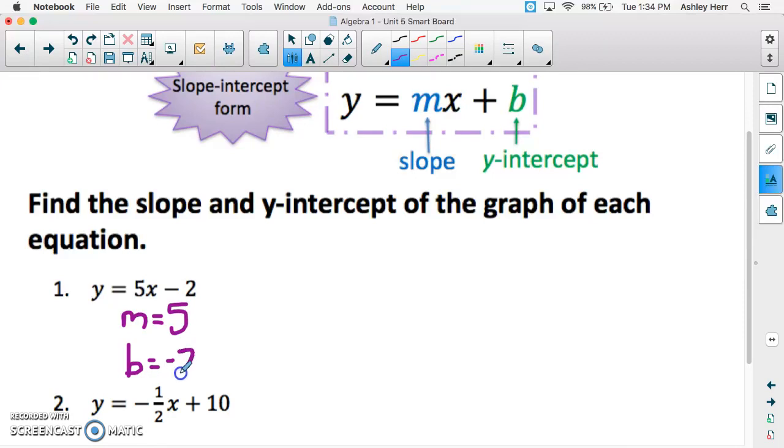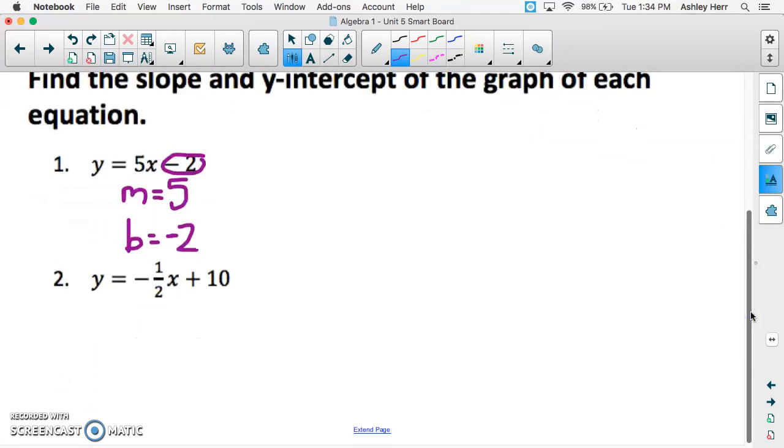Okay, make sure you keep it negative, because remember this equation says y equals mx plus b. So here, since we have minus 2, we're really adding negative 2. So your y-intercept is at negative 2. This is where your line crosses the y-axis. Do the second one on your own. I'll give you a few seconds.